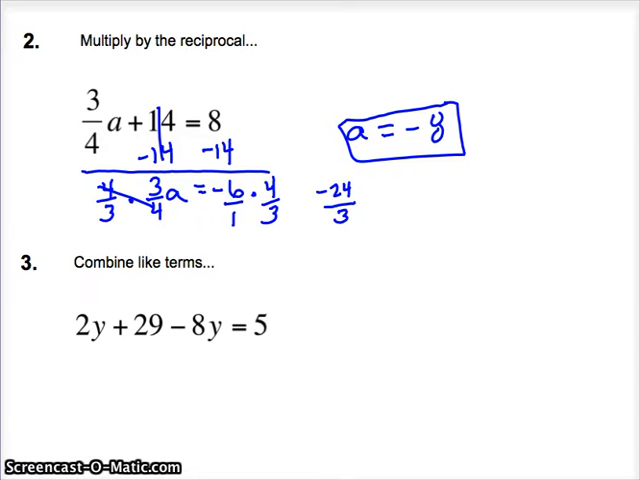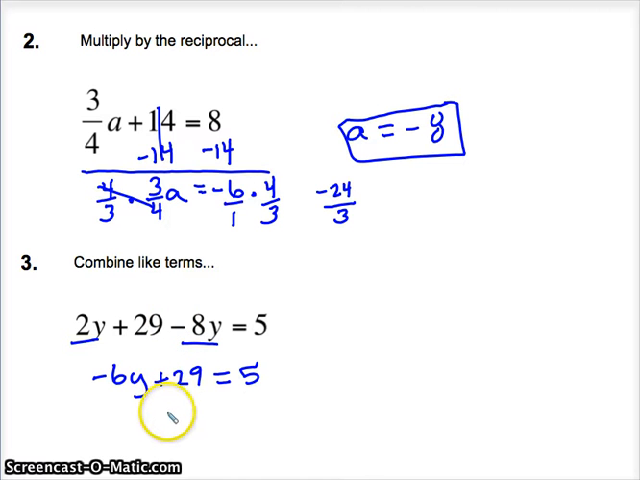Question number 3. We want to combine some like terms first. When we combine like terms, we're looking for terms that have the same variable with the same exponent. In this case, 2y and negative 8y have the same variable and neither one has an exponent. So it's going to be okay to combine these terms. I've got 2y and a negative 8y. Don't forget to include that negative sign in front of it. 2y and negative 8y become negative 6y. 29 stays around, equals 5.